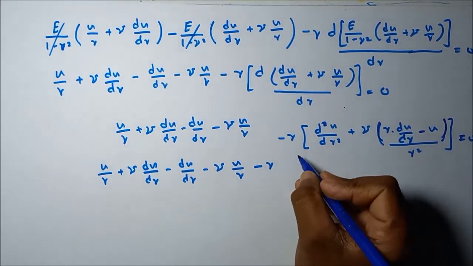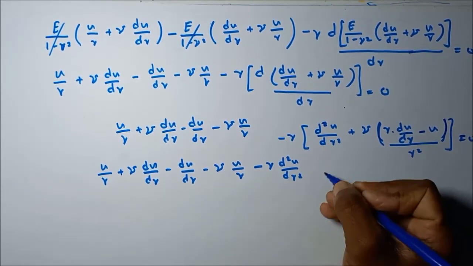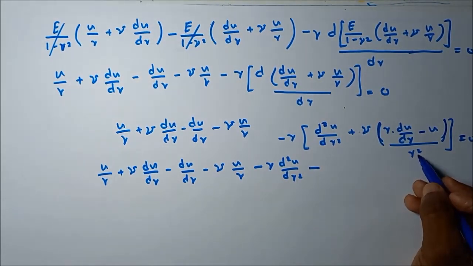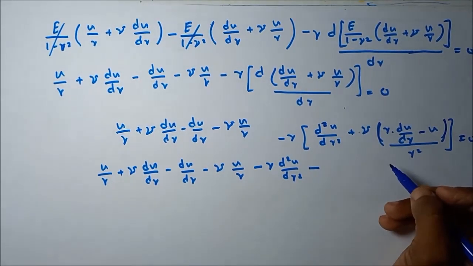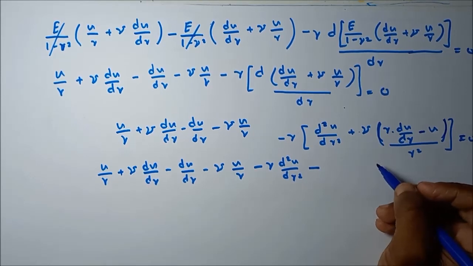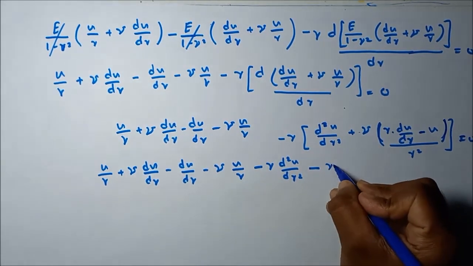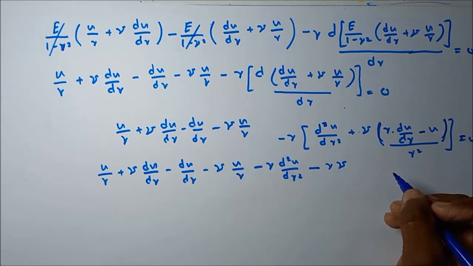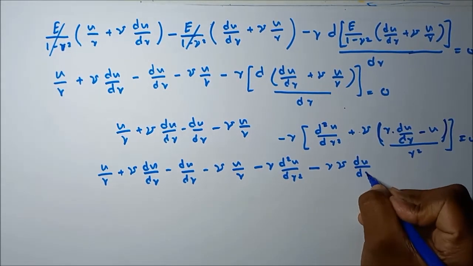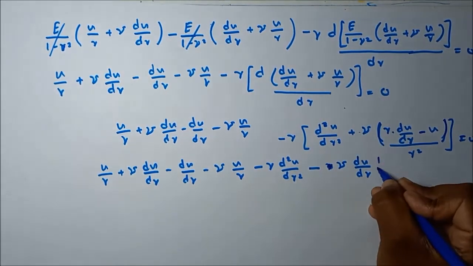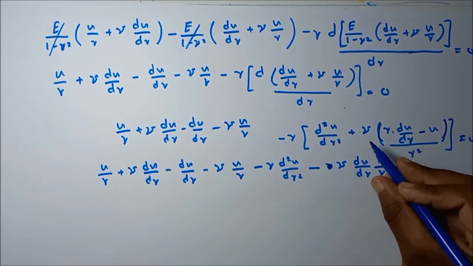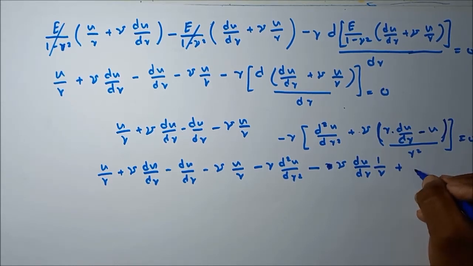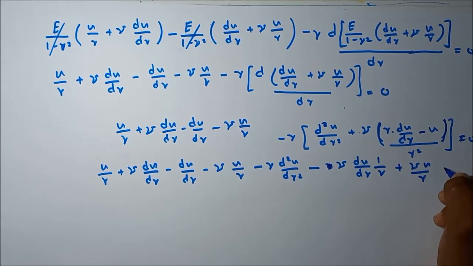r d2u dr square minus. Here is an r, one r we can cut, that means here I'll write that one, minus r nu du over dr divided by r square, so that 1 over r minus, so being the plus nu u divided by r, that is equal to 0.